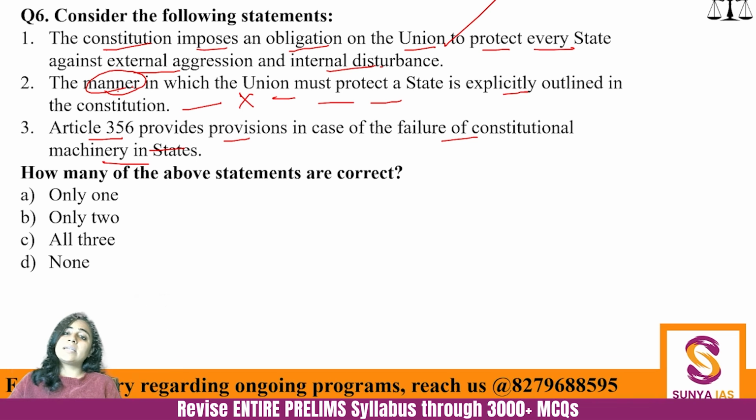Constitution imposes an obligation on the Union. Yes. Article 355 places an obligation on the Union to protect the state against external aggression and internal disturbance, and this internal disturbance continues to remain internal disturbance other than armed rebellion. And 356 provides provisions in case of failure of constitutional machinery. Yes, this is exactly what 356 does, and when this happens, then there has to be president's rule with or without the report of the governor.